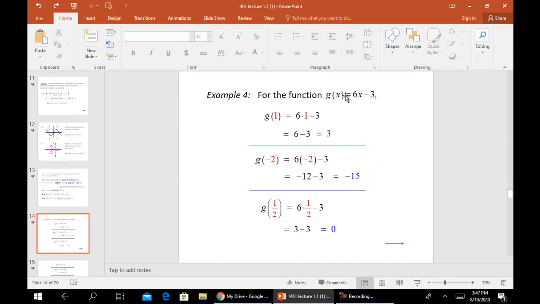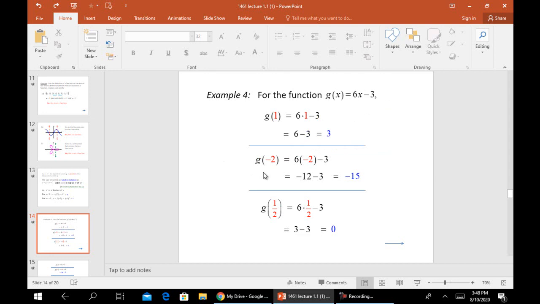Okay, for the function g of x is equal to 6x minus 3, what is g of 1? Well, this formula tells us that if the input is x, the output is 6 times the input minus 3. So if the input is 1, then the output would be 6 times 1 minus 3, which is 6 minus 3, which is 3.